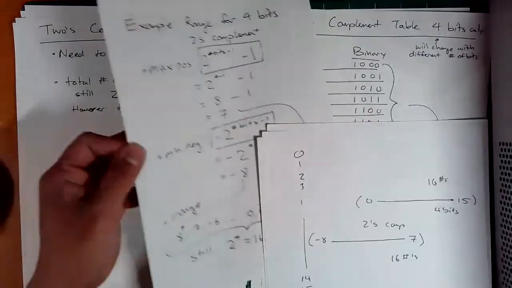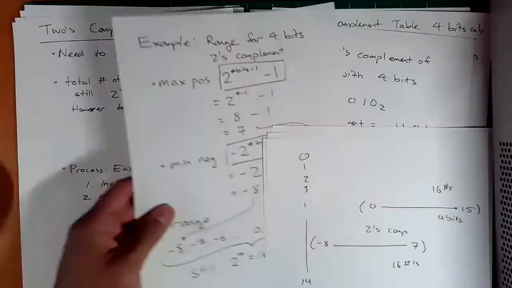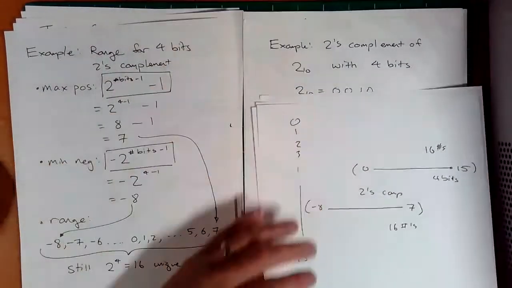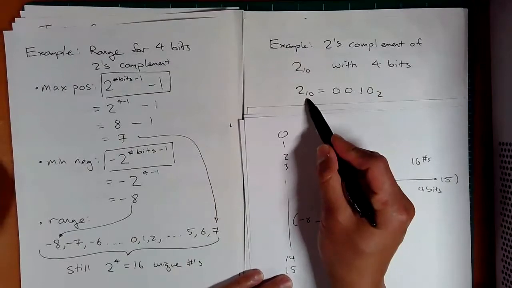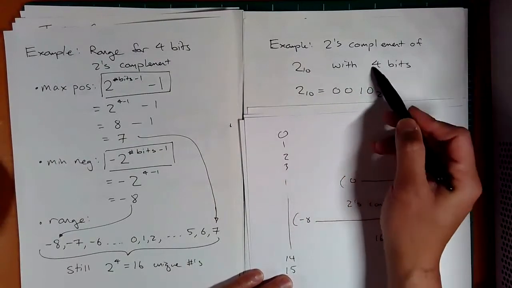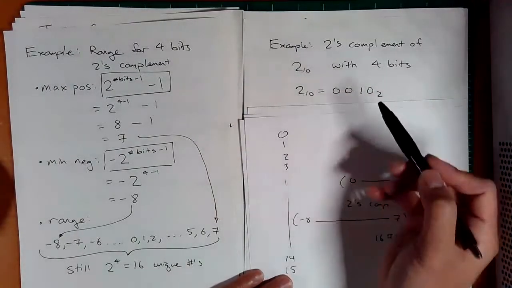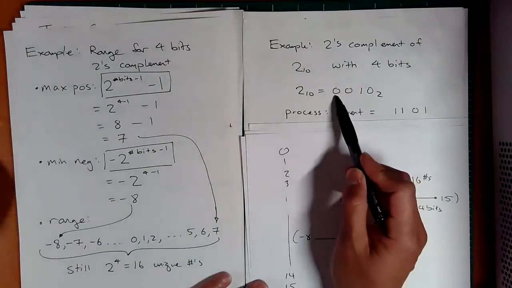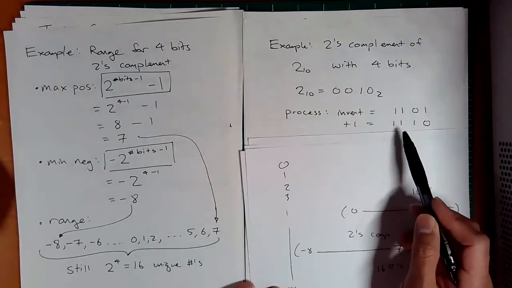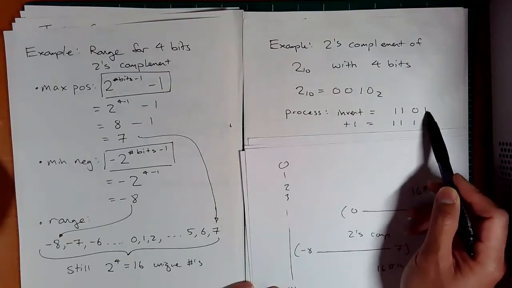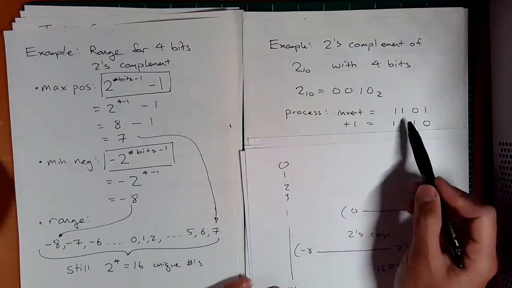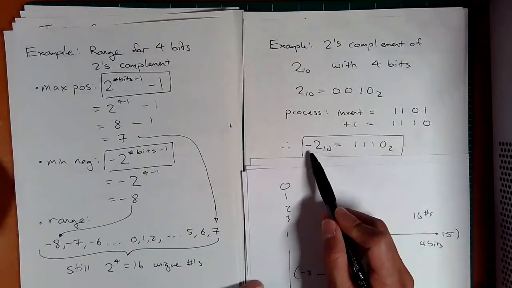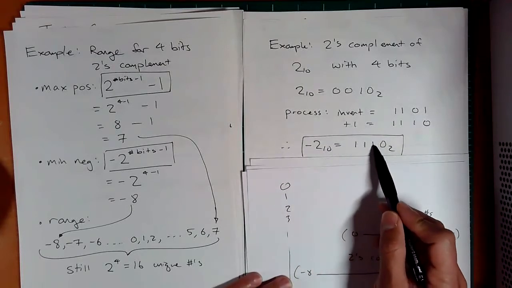Let's write it out. Okay, let's do some quick examples of 2's complement. So if I have 2, which we know is 0, 0, 1, 0 for 4 bits, what is negative 2? Okay, so we're going to use that process. Invert, which is 1, 1, 0, 1, and add 1. 1, 1, 1, 0. If I add 1 here, I get 10, right? So this is actually the equivalent of negative 2. All right, so negative 2 base 10 is 1, 1, 1, 0.